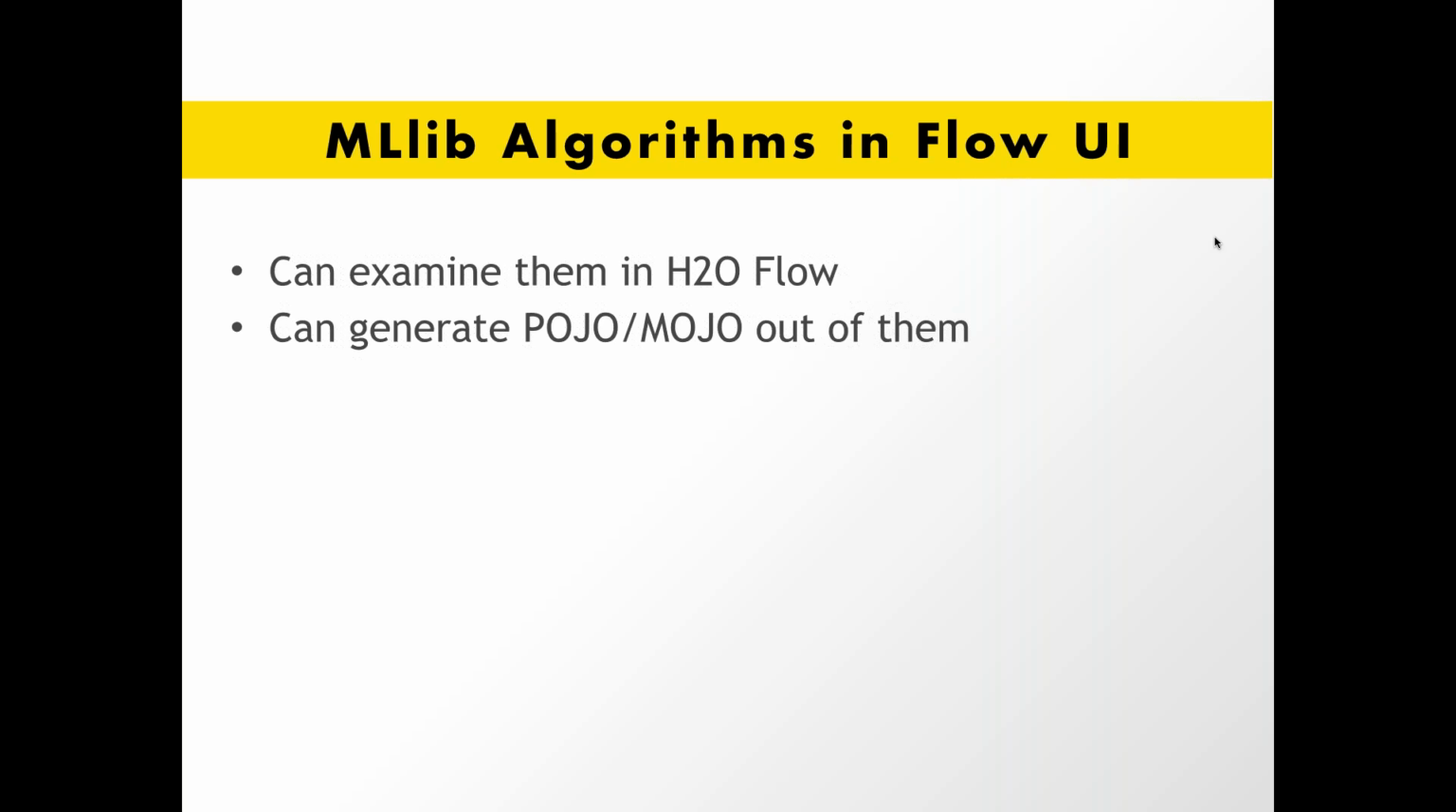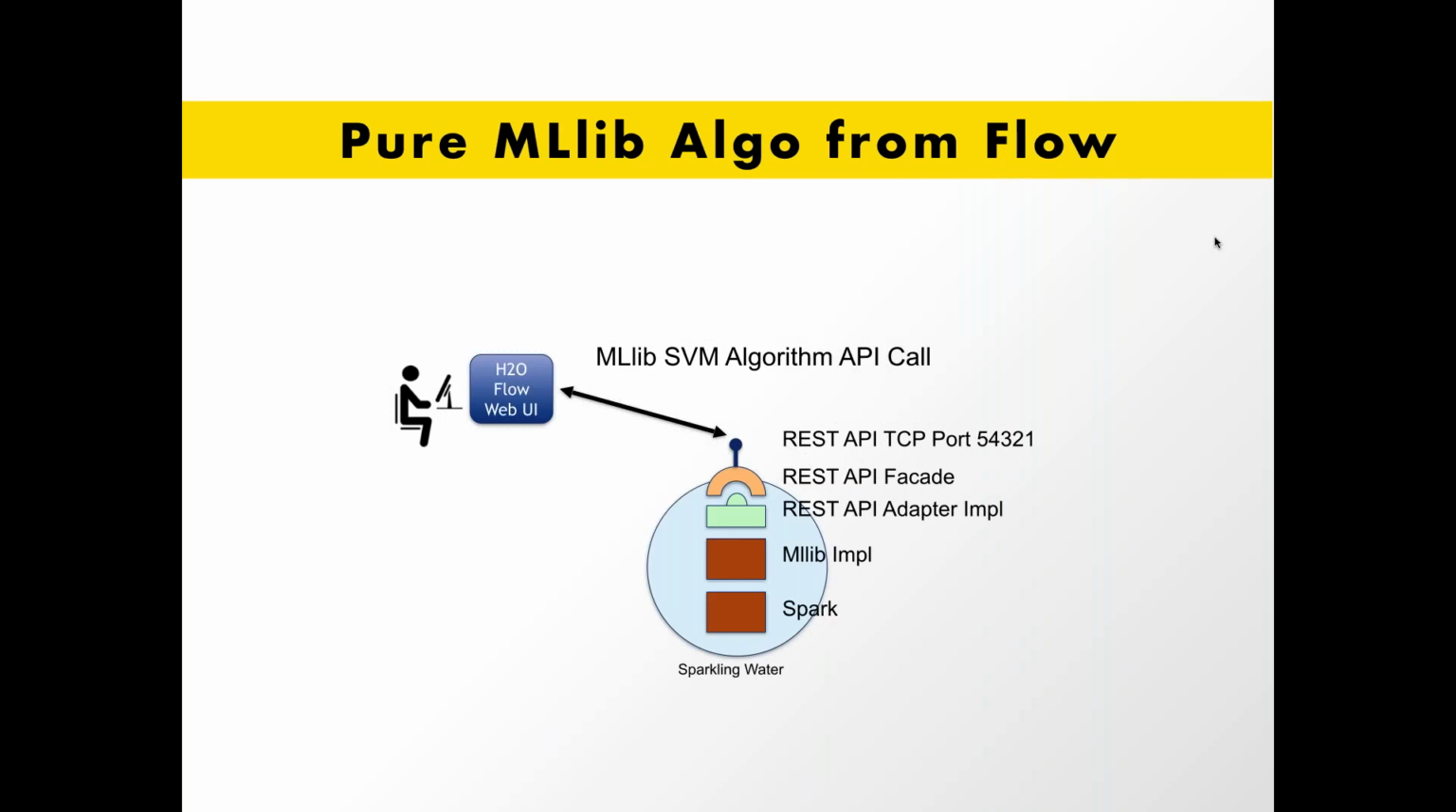So again, we can go to Flow and, for example, train a Spark SVM, a support vector machine modeling technique. And again, from these Spark algorithms, we can also generate POJO and MOJO, so you don't need the H2O runtime for these algorithms to run. This is just an internal demonstration of how we expose the MLlib algorithms in H2O Flow. It's just a technicality: we create some adapters and hide the implementation so we can load the algorithms from both H2O and Spark.